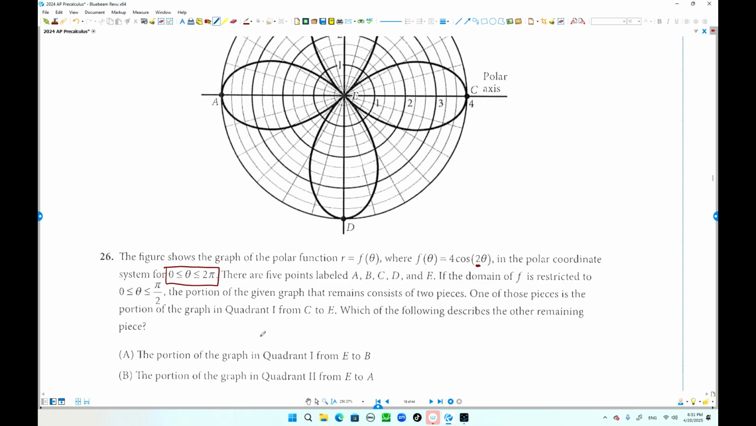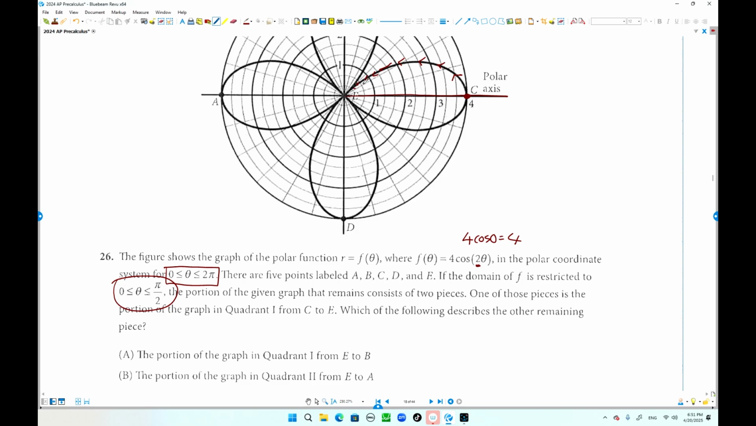Okay, so we're going to find the graph for this interval, 0 to pi over 2. When theta is 0, where is it? When theta is 0 and the distance is 4, right? This is 0, 4, cosine 0 equals 1, times 4, isn't it? We start from here. As the angle increases, you follow this way.